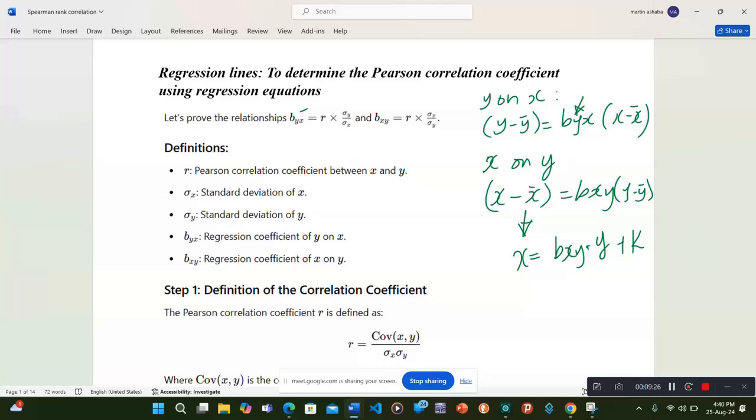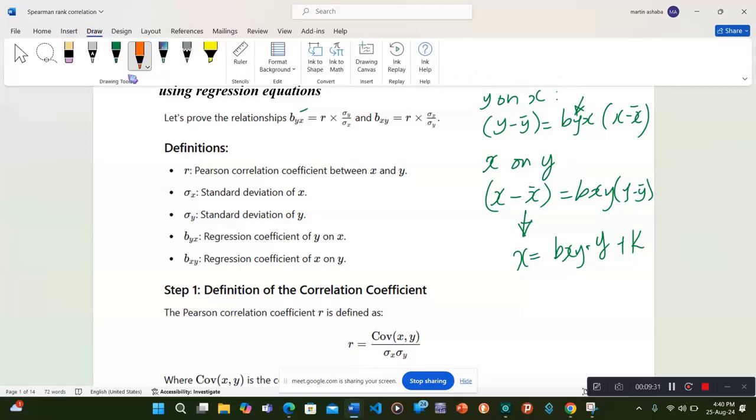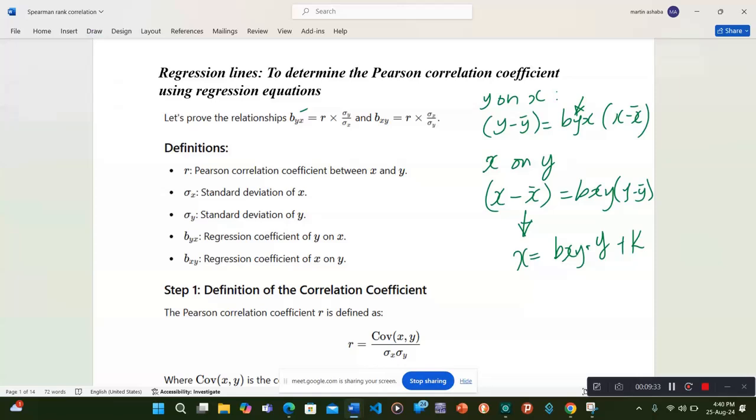Then this other one will be, let me change color here, y is equal to byx, the coefficient of y on x, times x, plus also maybe a constant k1. Maybe this is k2. Okay, just arbitrarily assigned. So these are the lines.